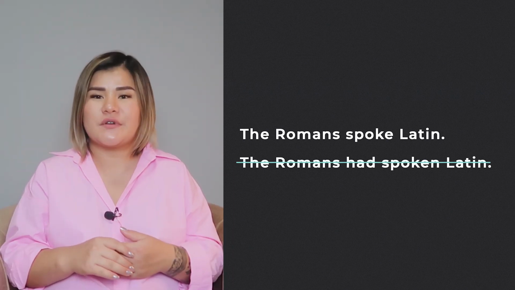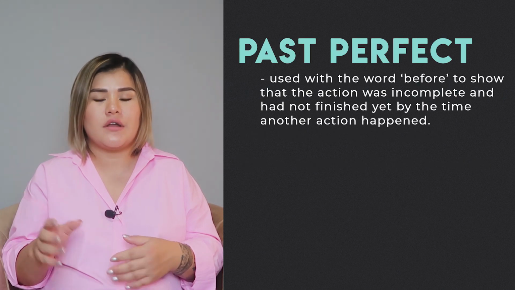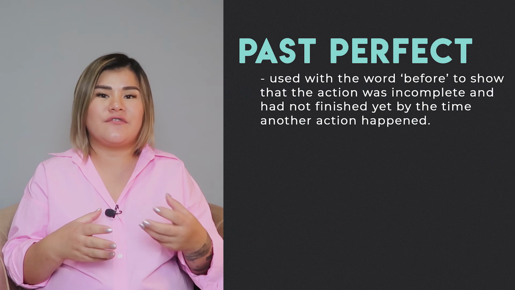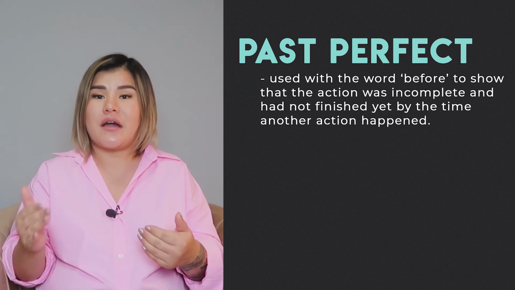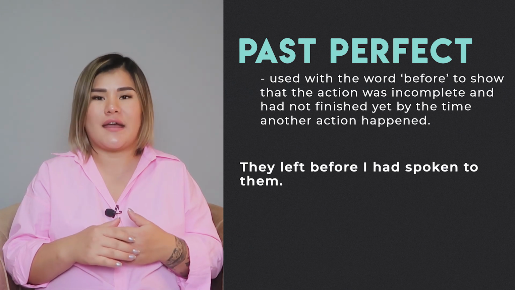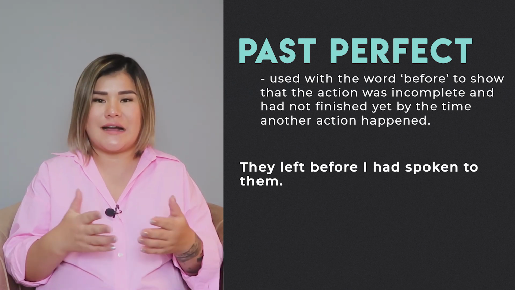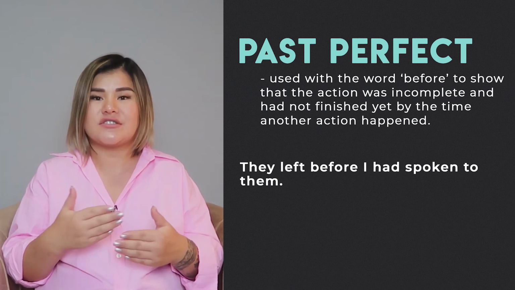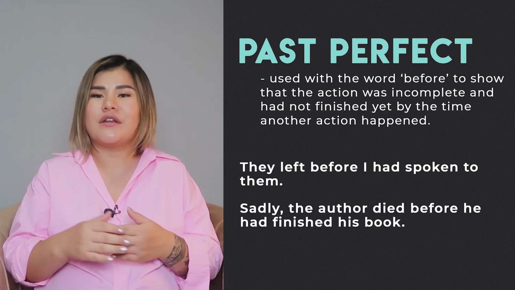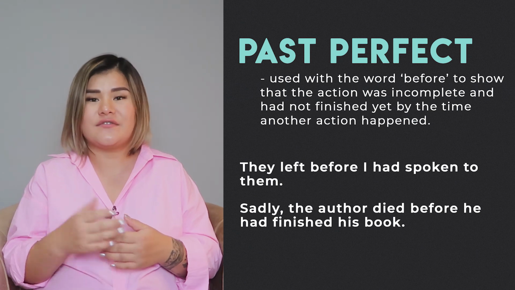We can use the past perfect tense with the word before to show that the action was incomplete and had not finished yet by the time other action happened. For example, they left before I had spoken to them, so I didn't speak to them. The action was incomplete. Sadly, the author died before he had finished his book, so he hadn't finished his book.